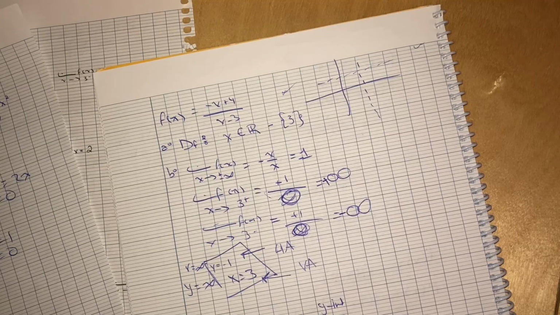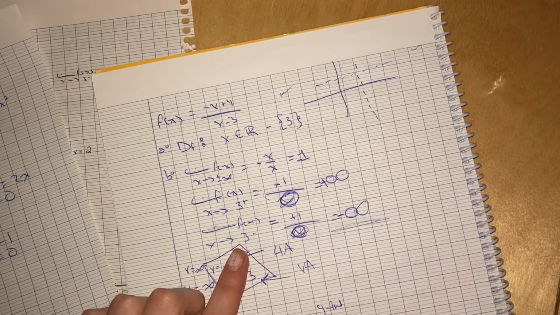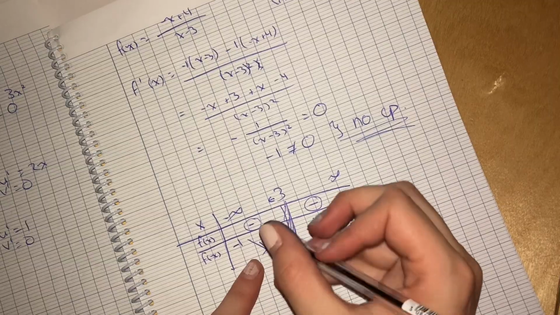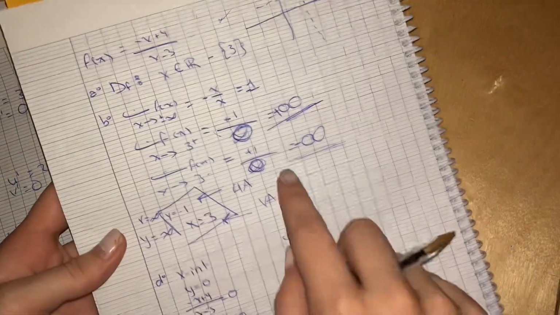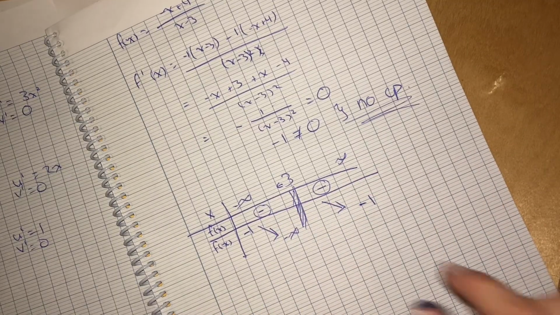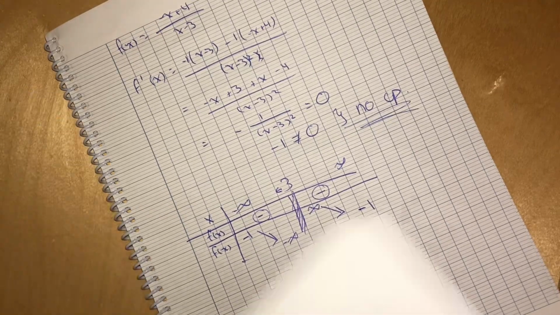All right, I figured it out. So because it's 3 minus, it needs to be minus infinity, not plus infinity. And because it's 3 plus, it's plus infinity. So it decreases from minus 1. So 3 minus is equal to minus infinity. So it decreases from minus 1 to minus infinity. And then it decreases from infinity to minus 1.